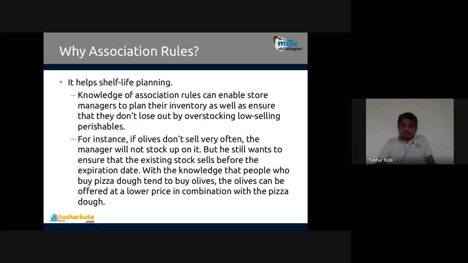And third, it helps with shelf life planning. In the market or in a particular store, we are keeping this particular product on the shelf. So what's the lifetime of it? You're keeping it on the shelf, wasting that place on the shelf for how many months? The knowledge of association rules can enable store managers to plan their inventory as well as ensure that they don't lose out from overstocking or low-selling perishables.